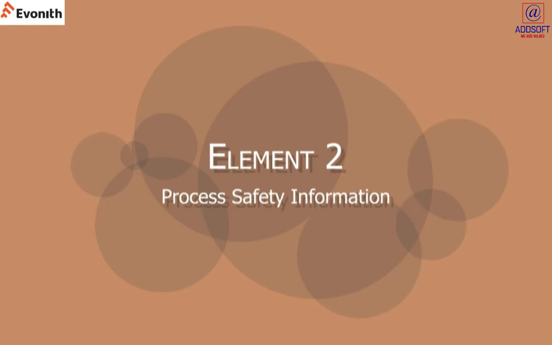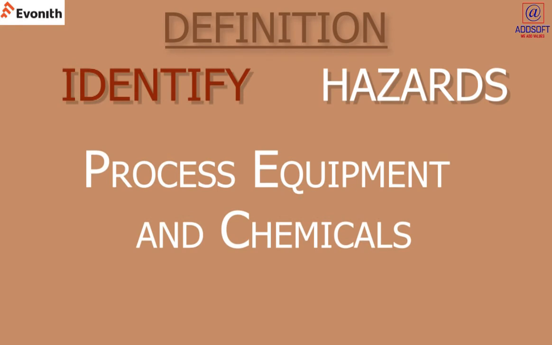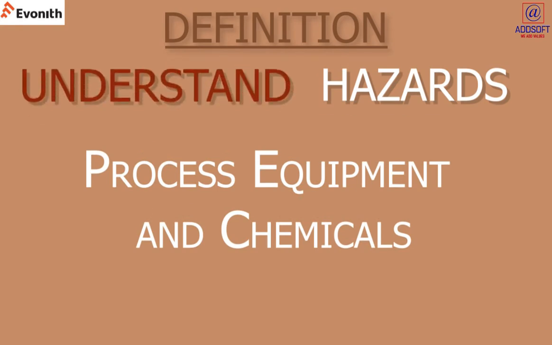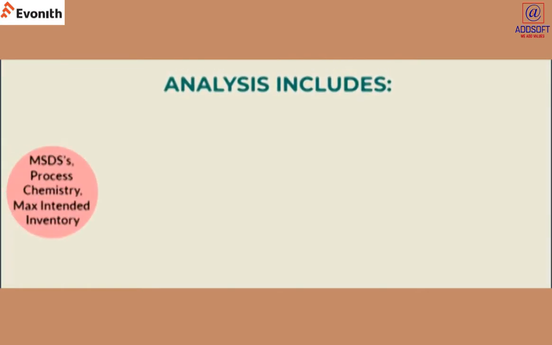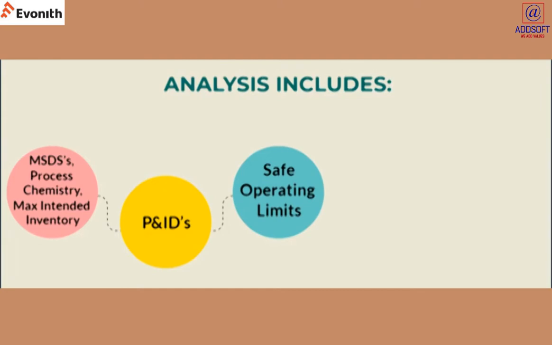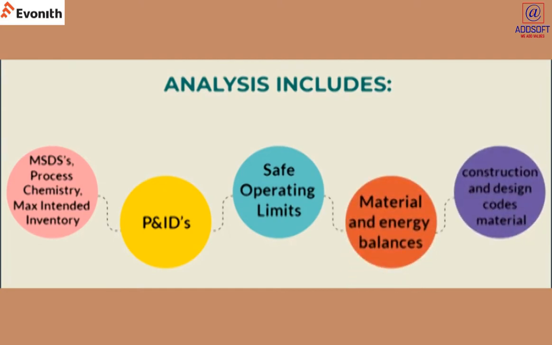Element 2. Process safety information. Information used by employees to identify and understand hazards of process equipment and chemicals must be compiled before a hazard analysis. This includes MSDSs, process chemistry, max intended inventory, P&IDs, safe operating limits, material and energy balances, materials of construction and design codes employed.